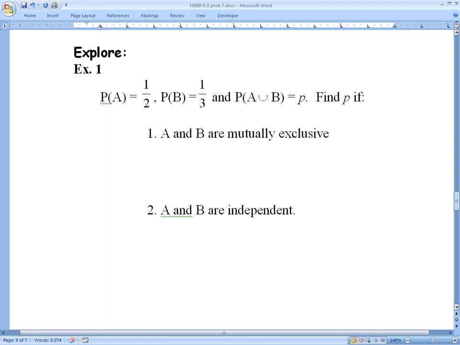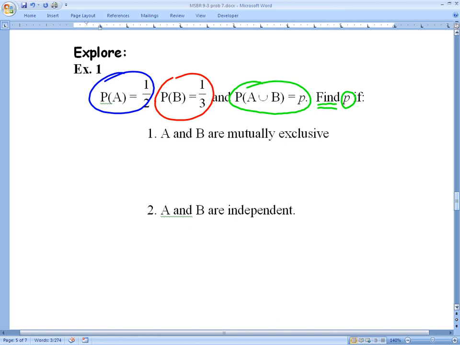First and foremost, we have probability of A equals 1/2, probability of B equals 1/3, probability of A or B, we don't know, it's little p. And the directions say find little p. And little p is the same thing as A or B. So that's what we're going to find. First and foremost, it says A and B are mutually exclusive. Well, we have a formula called mutually exclusive, so let's write that down.